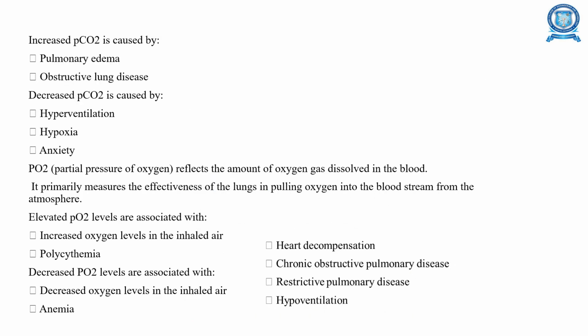An increase of PCO2 is caused by pulmonary edema and obstructive lung disease. A decrease is caused by hyperventilation, hypoxia, and anxiety. Elevated PO2 levels are associated with increased oxygen levels in the inhaled air and polycythemia. Decreased PO2 levels are associated with decreased oxygen levels in the inhaled air, anemia, heart decompensation, chronic obstructive pulmonary disease, and hypoventilation.